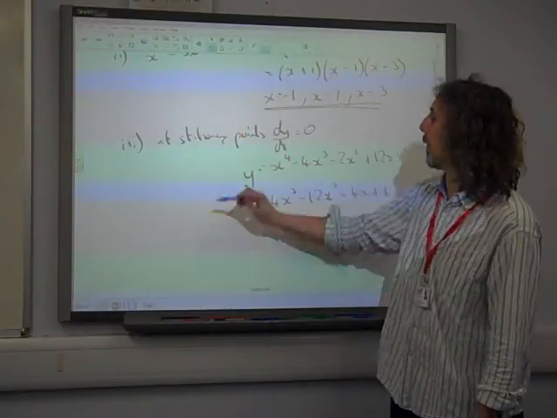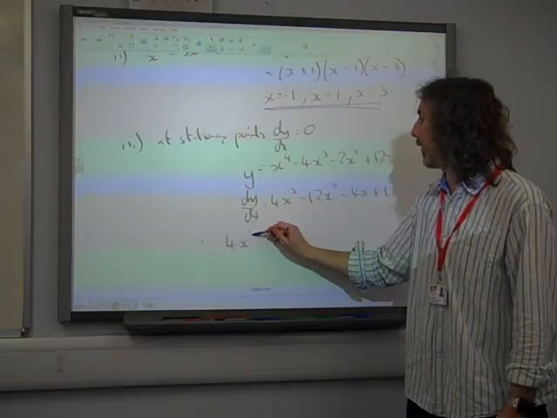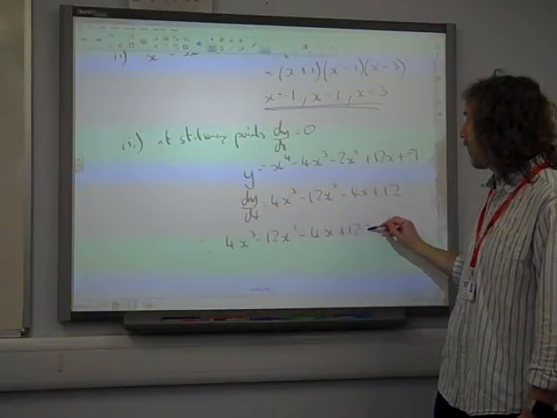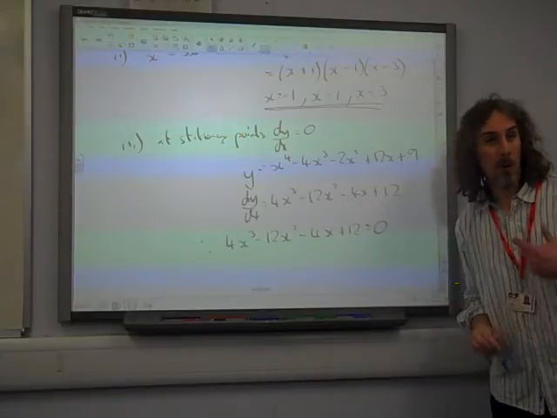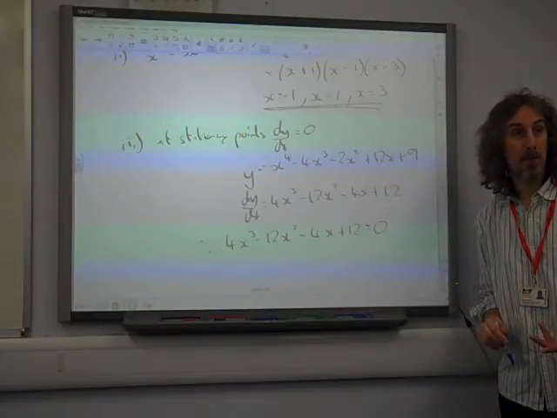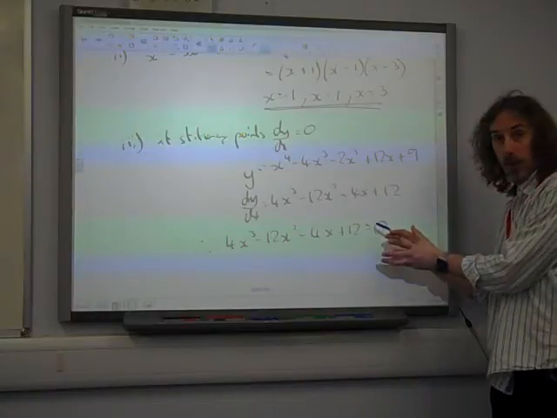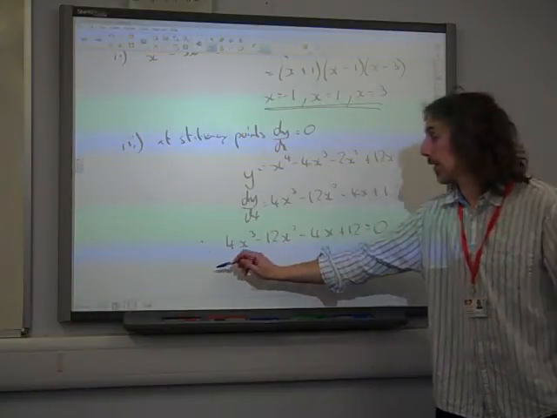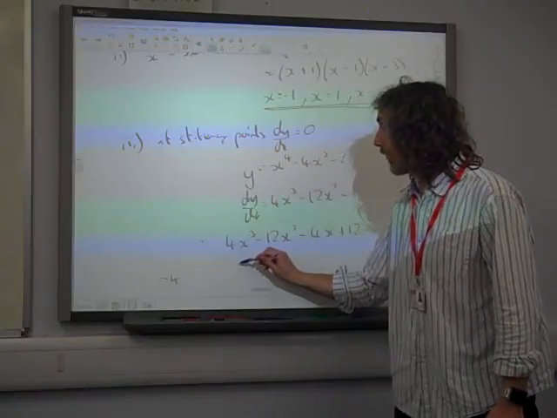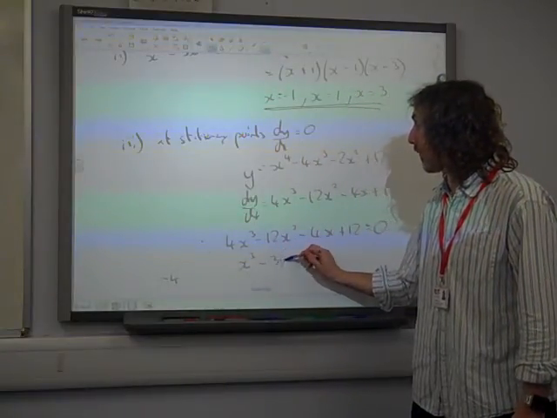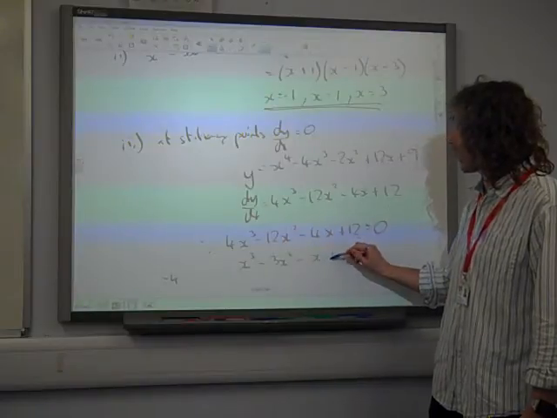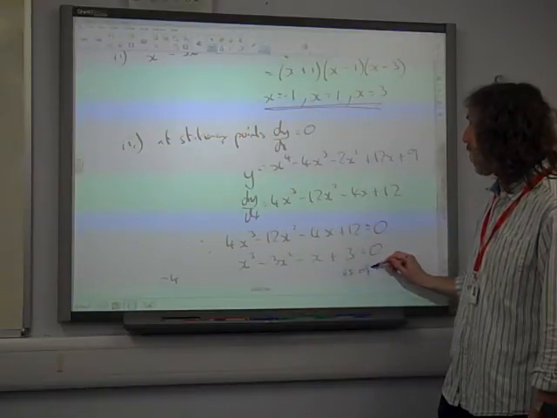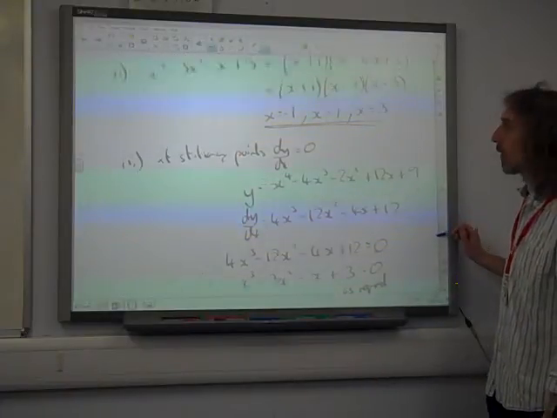So, at the stationary points, 4x cubed minus 12x squared minus 4x plus 12 equals 0. That's almost what we wanted, but it's not quite there. And it's only at this point that I can divide through by the common factor of 4 to give me x cubed minus 3x squared minus x plus 3 is 0, as required. That was what we were looking for, wasn't it?